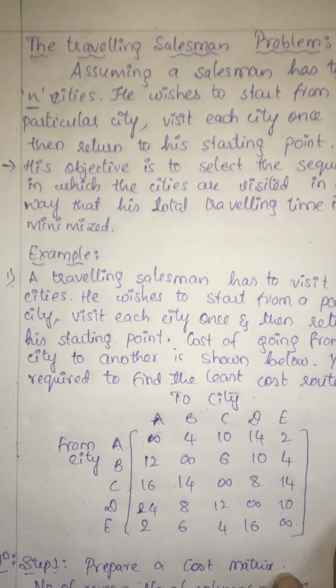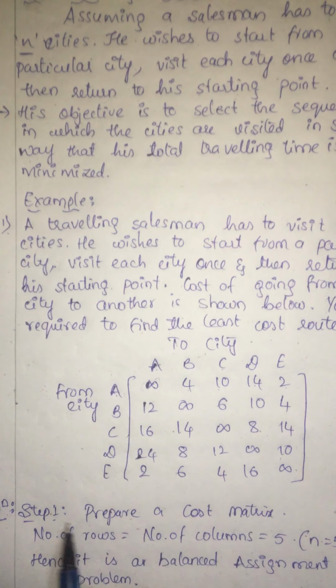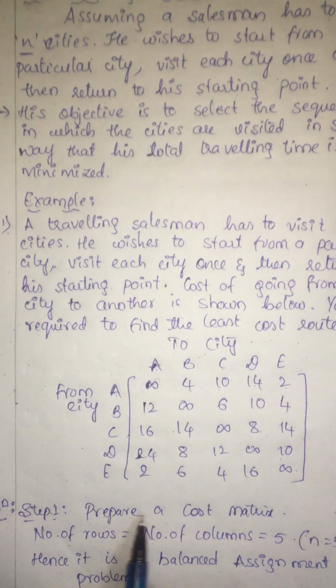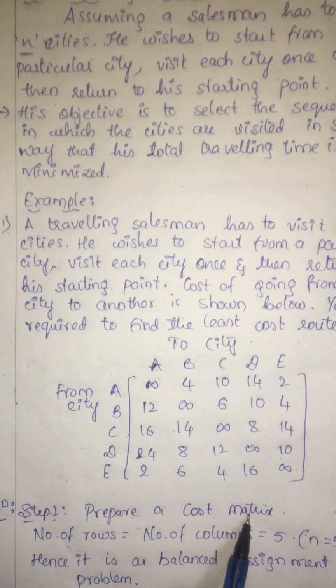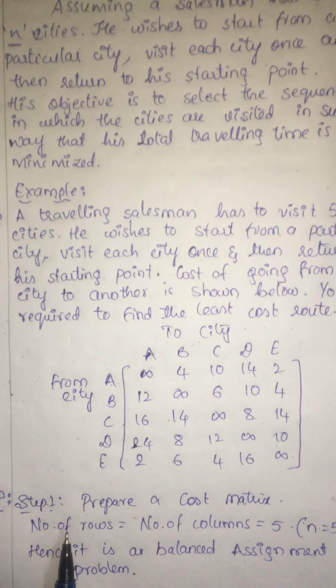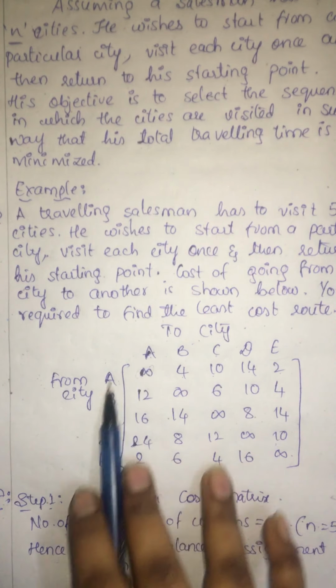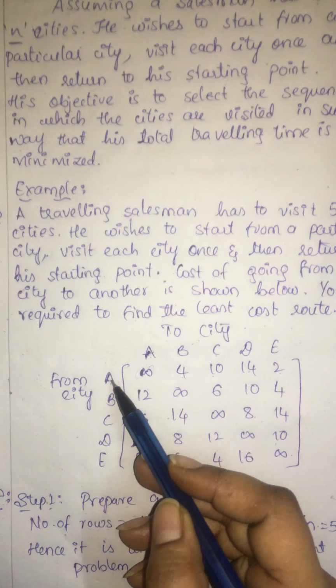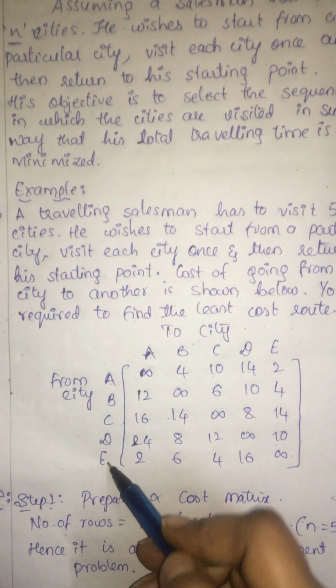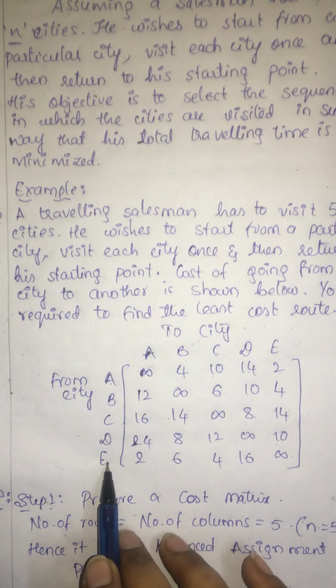So the solution provided to this problem, the first step, says that we have to prepare a cost matrix. The cost matrix includes, we have to check the number of rows in this matrix. So how many rows are there? 1, 2, 3, 4, 5. So the number of rows is equal to 5.